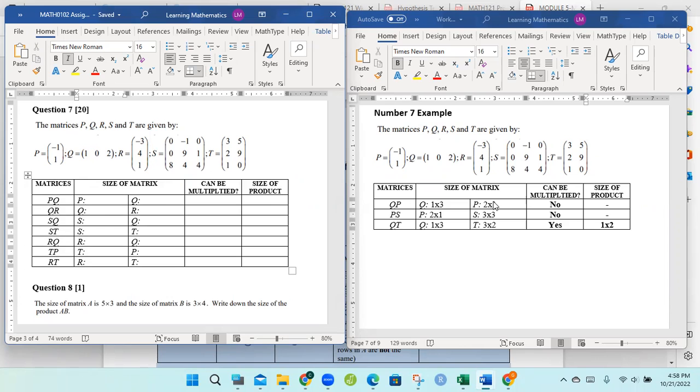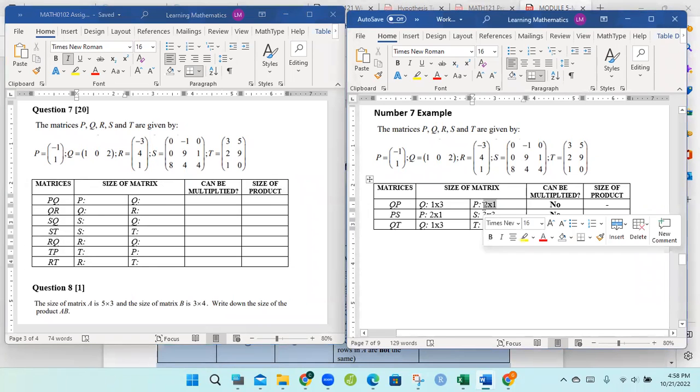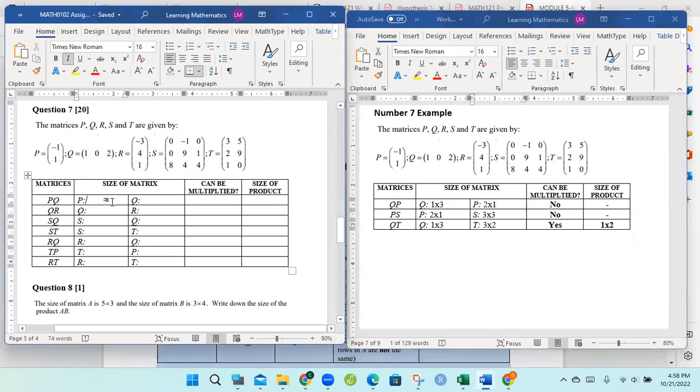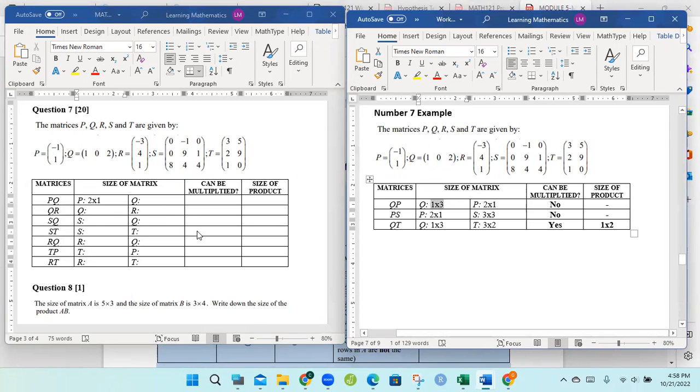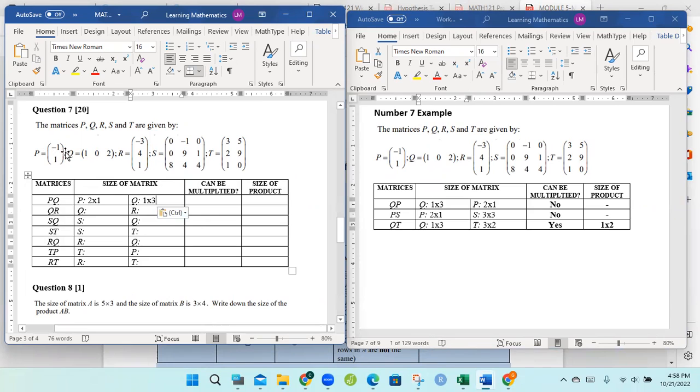I can actually even show it for you all. P is a 2 by 1 and Q is a 1 by 3. Can multiplication be possible? Yes, because of the 1, 1: 1 element in the row, 1 element in the column, and the innermost numbers are equal. So yes, multiplication is possible. And what will be the product? A 2 by 3: 2 rows and 3 columns. So apply this to the rest of the questions.